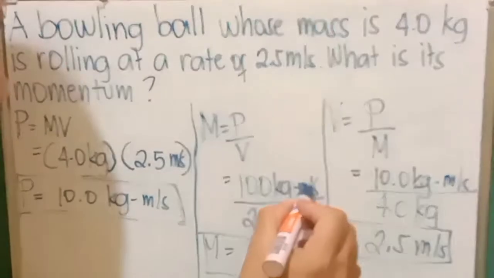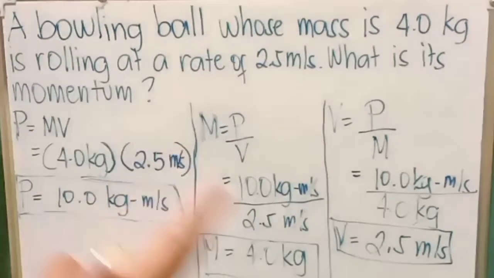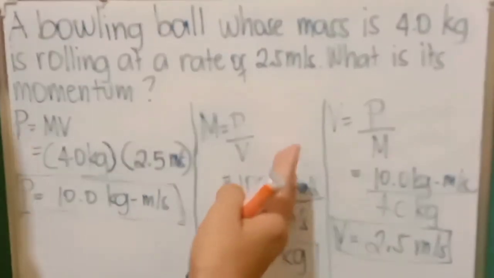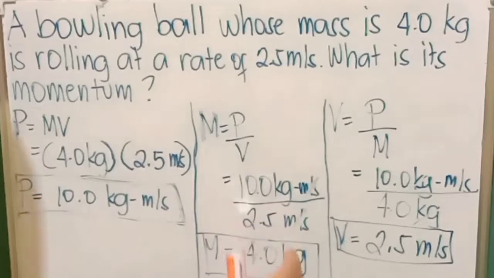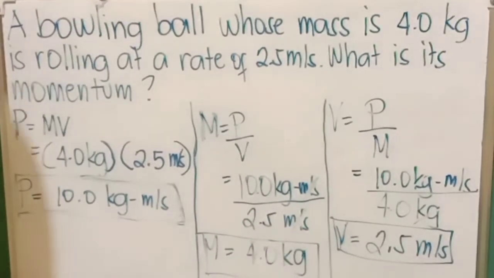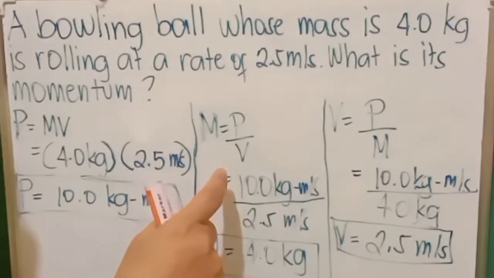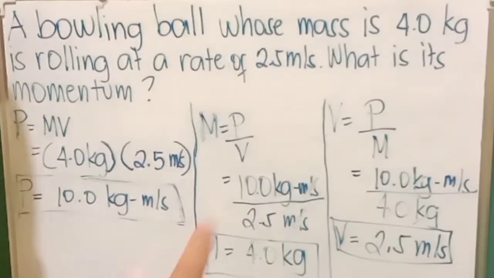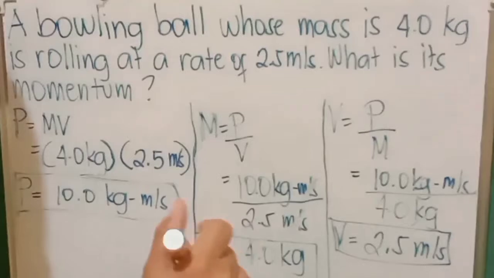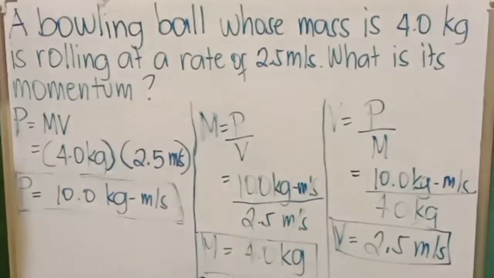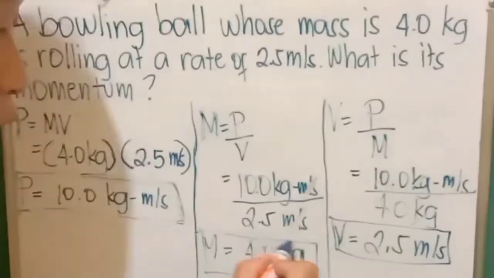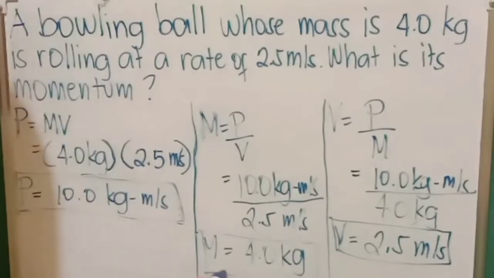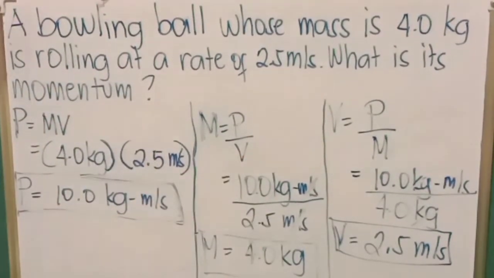So cancel out the same unit, and the remaining unit is kilogram. Bring down the kilograms, and divide 10 divided by 2.5. The answer is 4.0 kilograms. So this is the value or the answer of our mass.